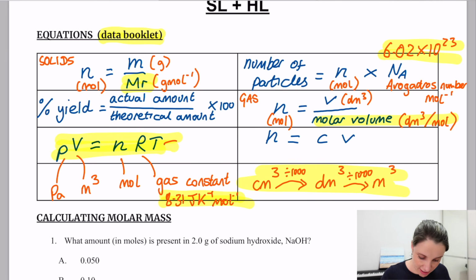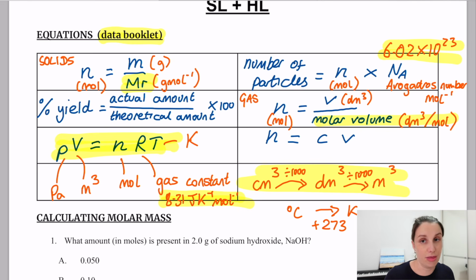Lastly, we've got the T, which is temperature, which is measured in Kelvin. So making sure that you also know that to get from degrees C to Kelvin, we're going to add 273. That is not given to you. That's something that you're just expected to know. So make sure that you do know that.